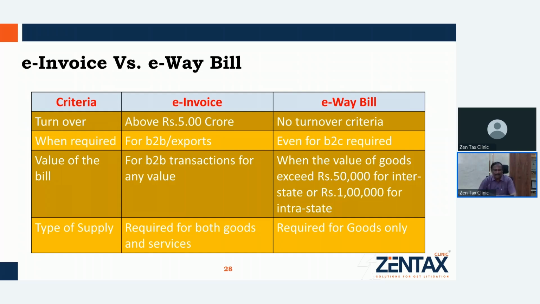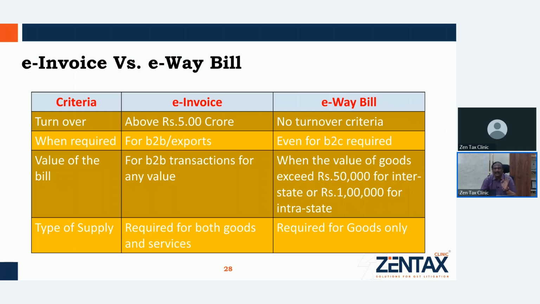So another important question that comes is, sir, what is the difference between e-invoice and e-way bill? When will e-invoice come, and when will e-way bill come? For that purpose only, I have given a tabulated turnover. Above the aggregate annual turnover of more than 5 crores in any of the preceding financial years, e-invoice is required.